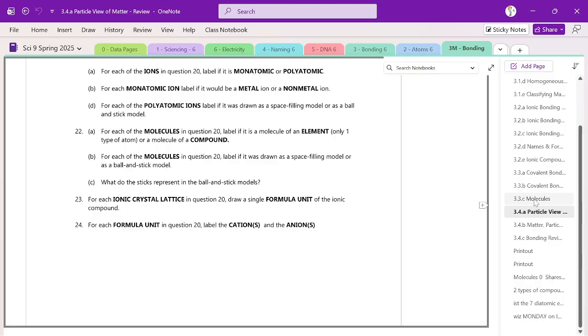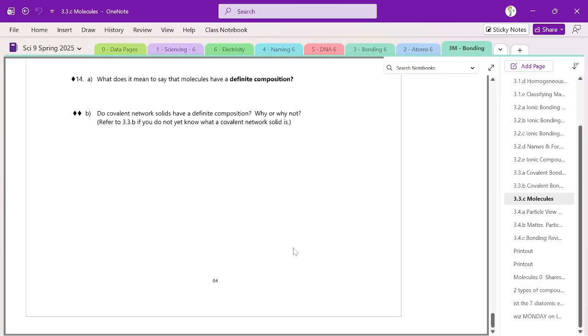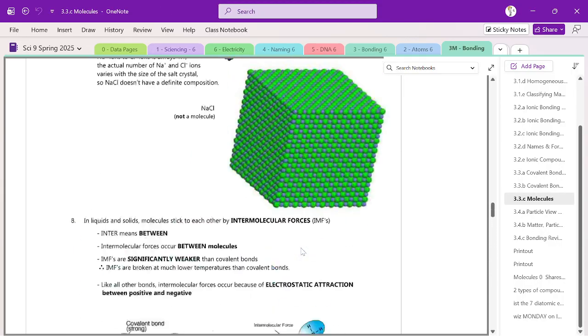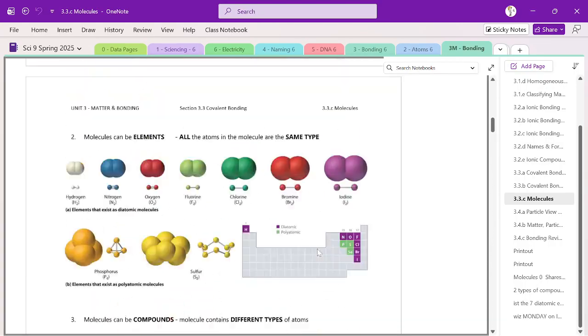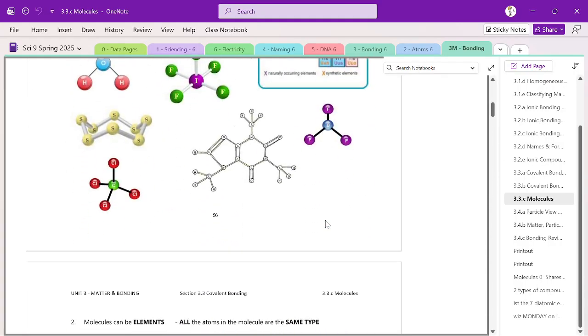Let's talk about molecules. And this is on page 57.